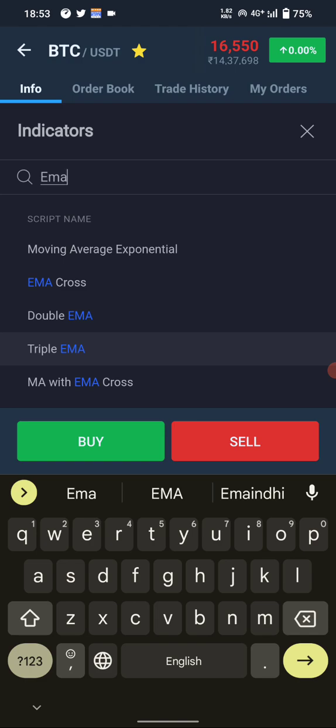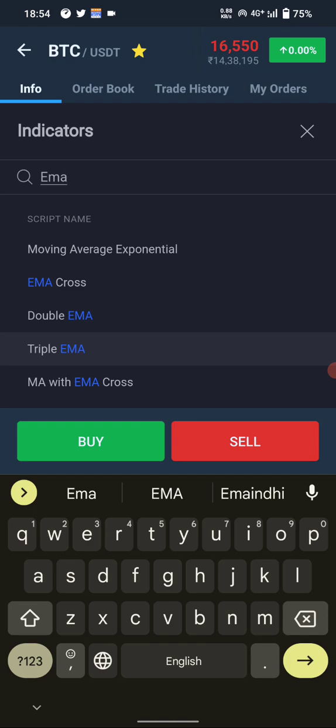Double EMA single line, triple EMA single line. MA with EMA Cross is nothing but an MA line and an EMA line. If the EMA crosses above the MA line, we'll take a buy position. If the EMA crosses below the MA, then we'll be taking a sell position.